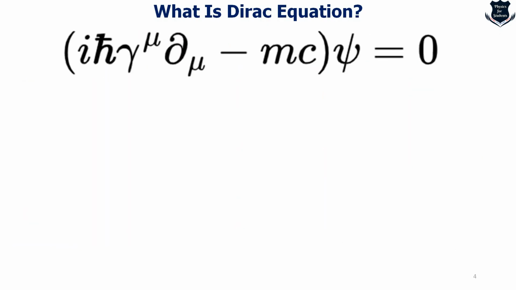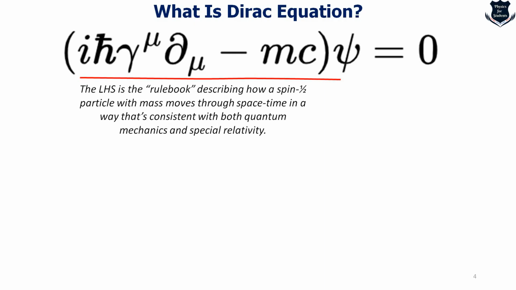Now here, this is the Dirac equation which we will take. As every equation has a left hand side and a right hand side, we can call the left hand side a kind of rule book. That means it sets out the rules for spin half particles, how they will move through space-time, in a way which is consistent with quantum mechanics and special relativity. You might have a question: why are we taking quantum mechanics and special relativity? Hold on, I'm going to answer that.